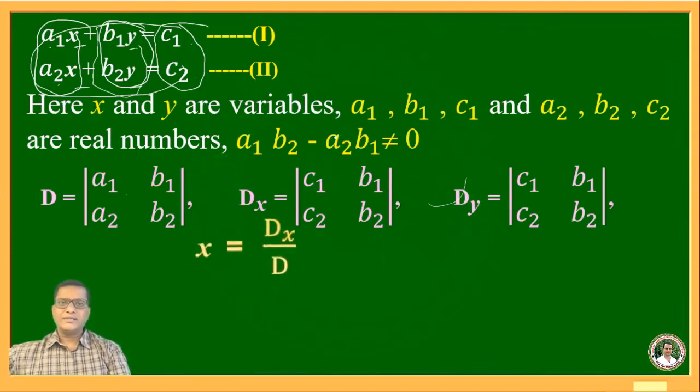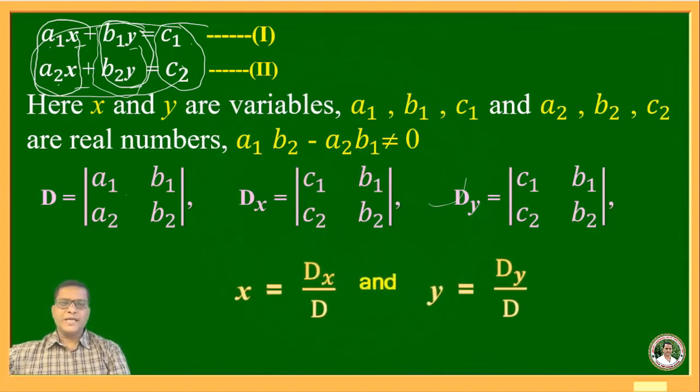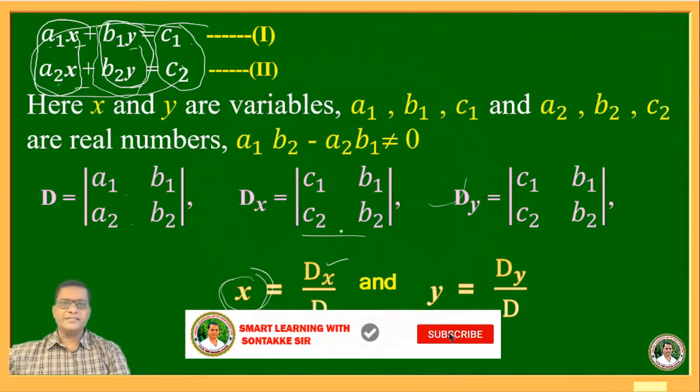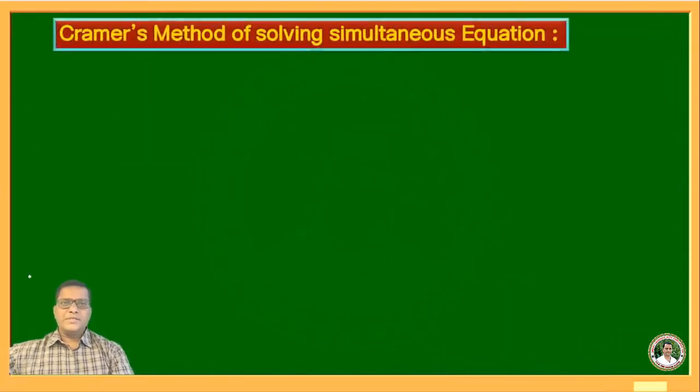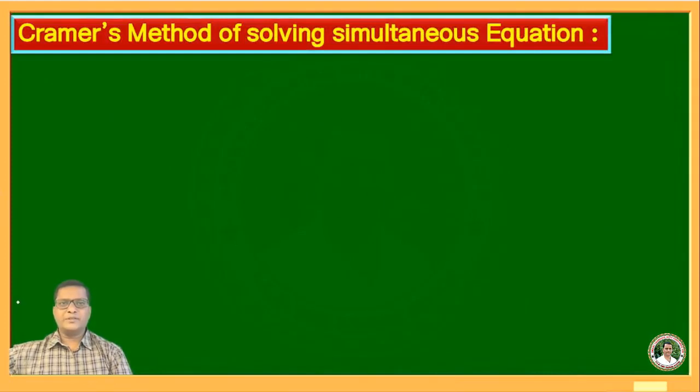So x is equal to dx upon d and y is equal to dy upon d. Therefore the value of x and y is the solution of the given simultaneous equation. Therefore xy is the solution of the given simultaneous equation. Now we will see the steps of Cramer's method of solving simultaneous equations.